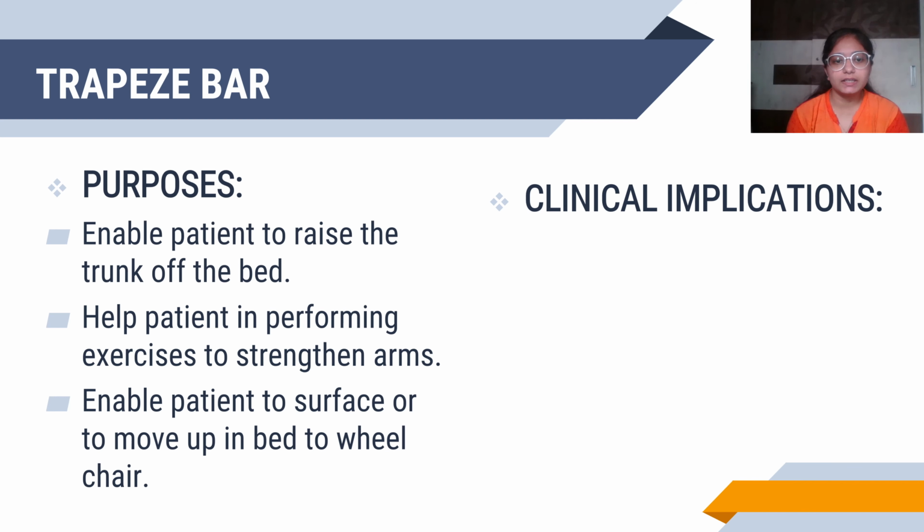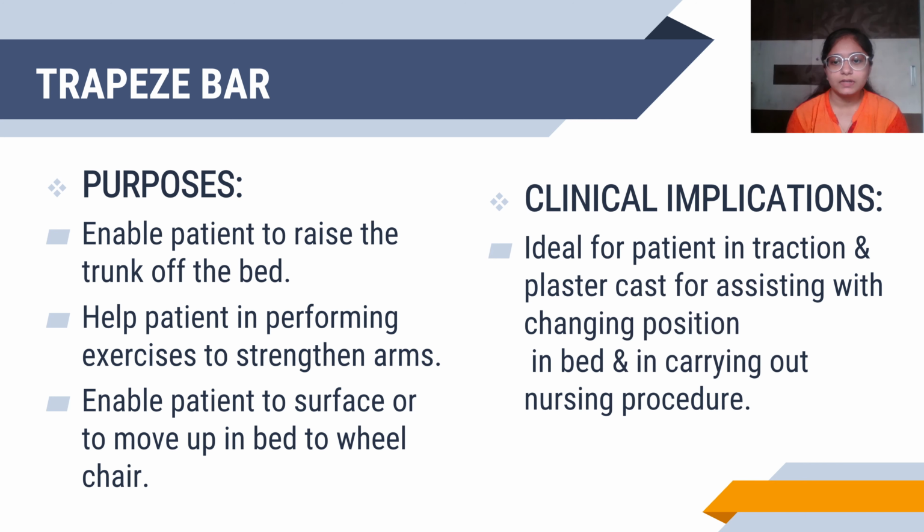Now, what are the clinical implications of the trapeze bar? It is ideally important for patients with traction, and in case of plaster cast, for assisting with changing position in bed and carrying out any nursing procedure.